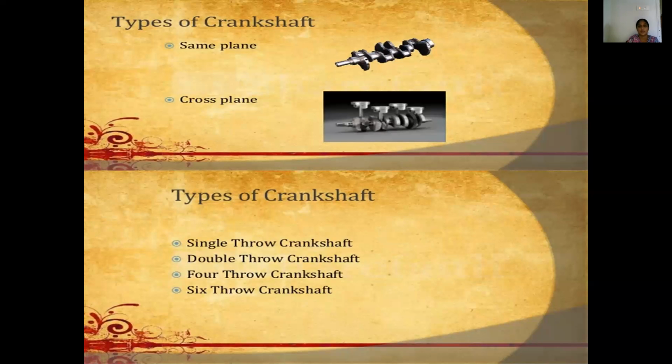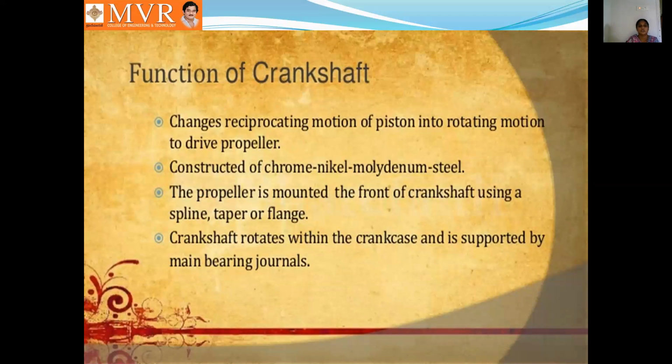These are the types of crankshaft, in same plane and also cross plane, and also the different types of crankshaft used in IC engines. First one, single throw crankshaft, double throw crankshaft, four throw and six throw. Okay, the functions of crankshaft. The function of crankshaft is nothing but to change the reciprocating motion of piston into rotating motion to drive the propeller. Constructed of chrome, nickel, molybdenum and steel.